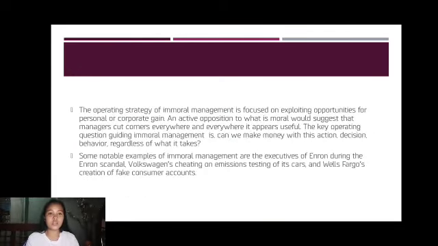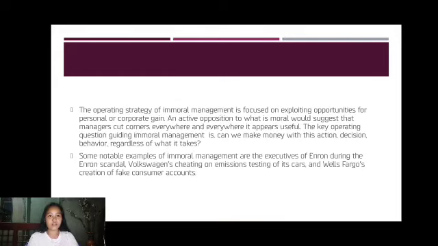The operating strategy of immoral management is focused on exploiting opportunities for personal or corporate gain. An active opposition to what is moral will suggest that managers cut corners everywhere it appears useful. The key operating question guiding immoral management is, can we make money with this action, decision, or behavior regardless of what it takes? Some notable examples of immoral management are the executives of Enron during the Enron scandal.